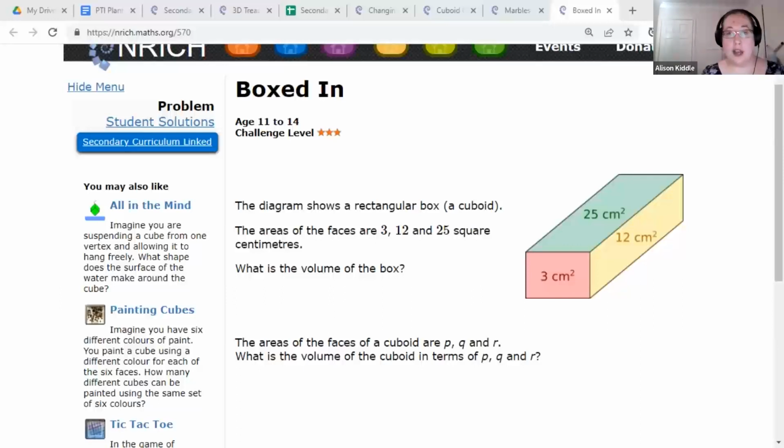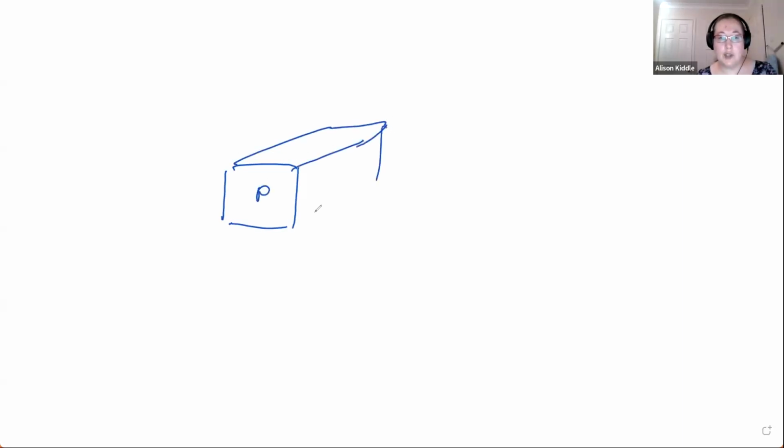So what I'm going to do is switch to sharing a whiteboard so that I can do a little bit of sketching and annotation. And what I want to do is, instead of thinking about a specific cuboid, think of the general cuboid with faces P, Q, and R. And ultimately, I want to know the volume of this cuboid.